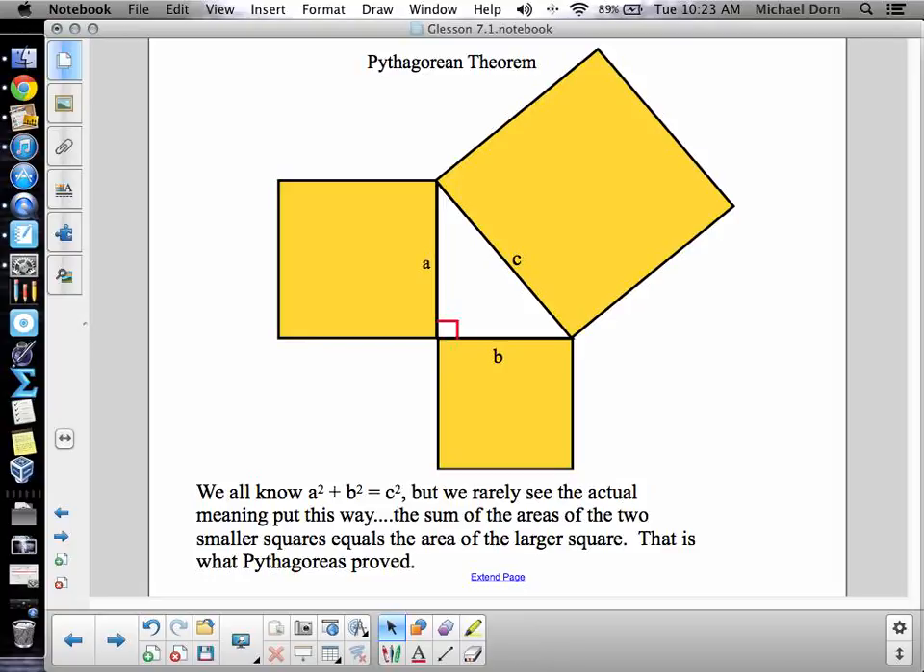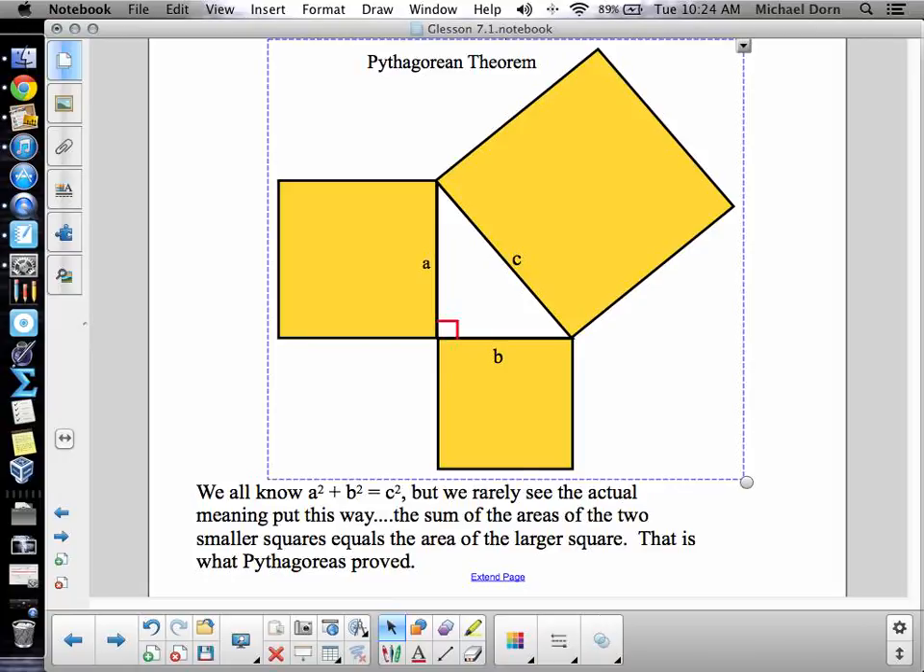This is what the ancient Greeks were actually doing. What they said is the area of this square plus the area of square b equals the area of square c. That's what they were talking about when they came up with this: the sum of the two smaller areas equals the area of the larger one.